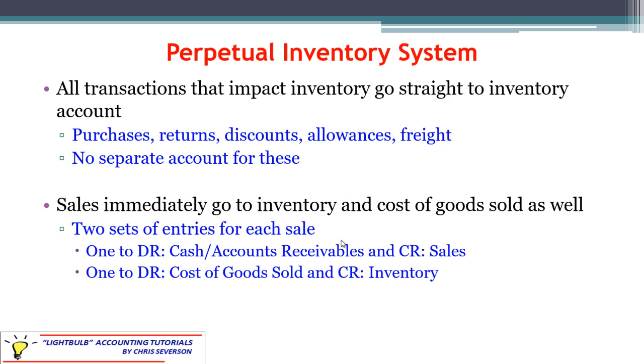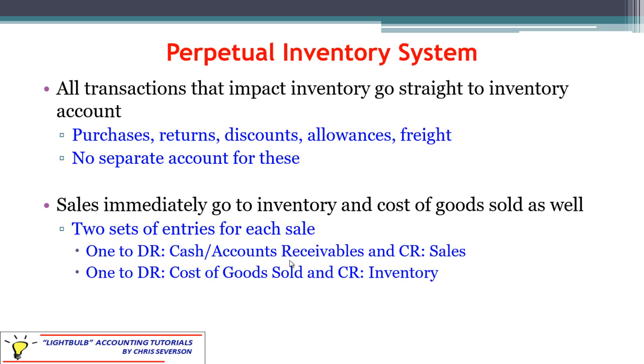Now in the perpetual inventory system, the big difference here is that we don't keep a temporary inventory account. It all goes into the normal inventory account. So we would record purchases, returns, discounts, allowances, and freight. They would all be in the inventory. There's no separate account. The other difference is with the sales, these immediately go to the inventory and cost of goods sold entry as well.